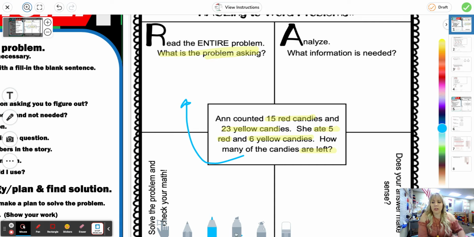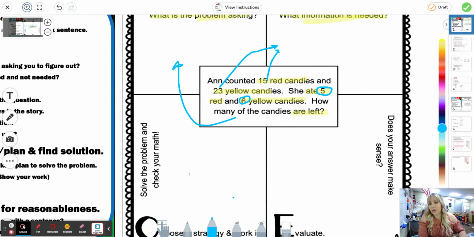What information do you need? Well, we need to know, whoops, my highlighter got a little crazy there. We need to know, how many did she start with? She started with 15 and 23. And then how many she ate? She ate 5 and 6. Down here, you are going to solve the problem. You're going to show your work. And then, does your answer make sense? So think about if it's how many she had left and she ate them. Your numbers should be smaller than what you started with.